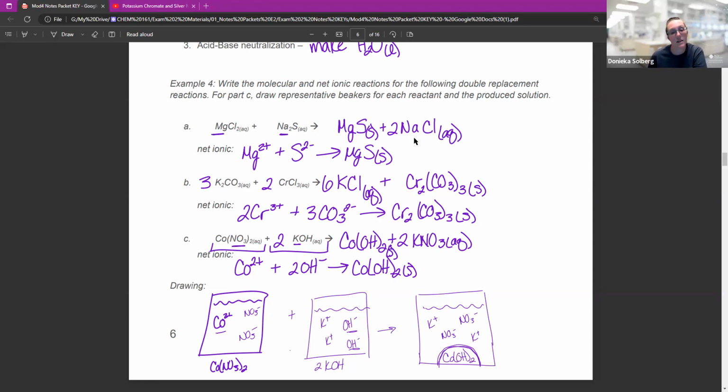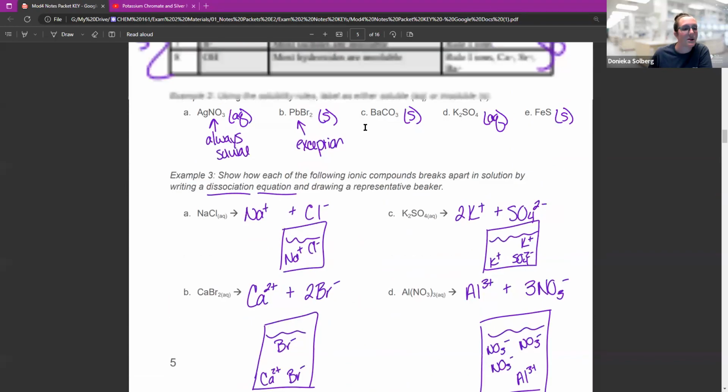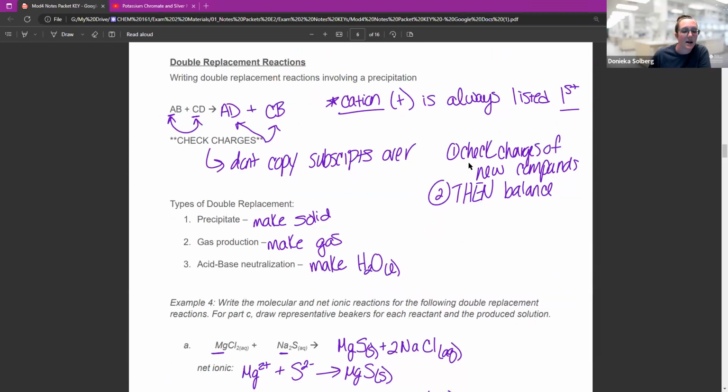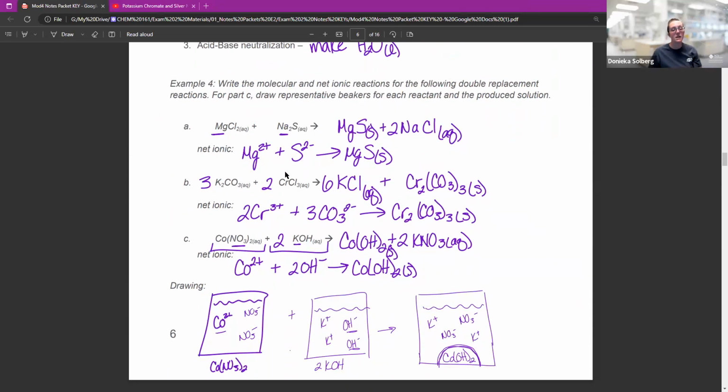Well, NaCl, if I look at my solubility rules, Na is always soluble, so this is aqueous. Then that must mean that this is my solid. This also falls under the sulfide rule. If I go back up to my rules, if it's got sulfide in it, most sulfides are insoluble unless they're with rule 1. So that is my solid. Then the net ionic equation is what makes the solid. So the Mg2+ plus the S2- makes MgS solid. These do need the charges. Notice they are ionic. You have to have the charges.